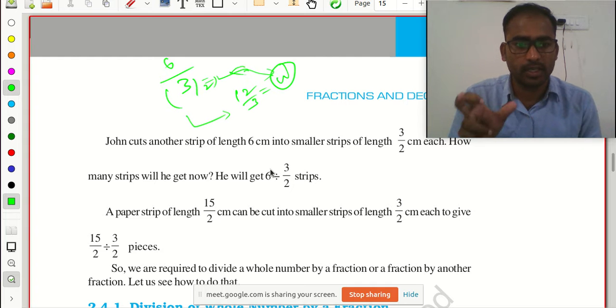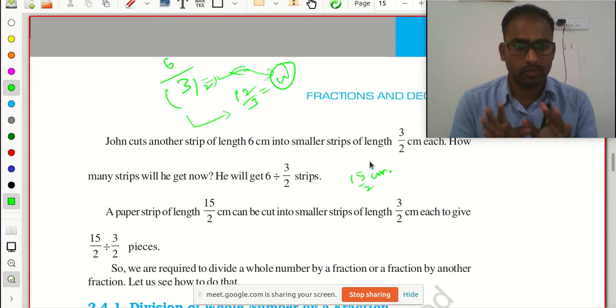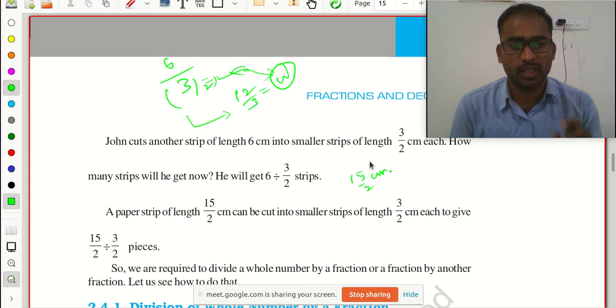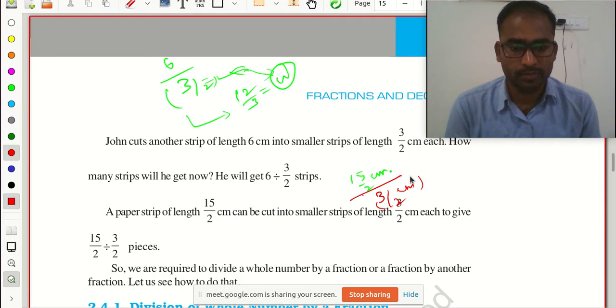decimal. We can say in fraction it is 15 by 2 centimeters. You have a paper strip of length 15 by 2 centimeters. Then you want to make it into smaller strips, each of length 3 by 2 centimeters. Then how will you do that work? So I will divide this by 3 by 2 centimeters. Why? Because each strip has to be 3 by 2 centimeters only.